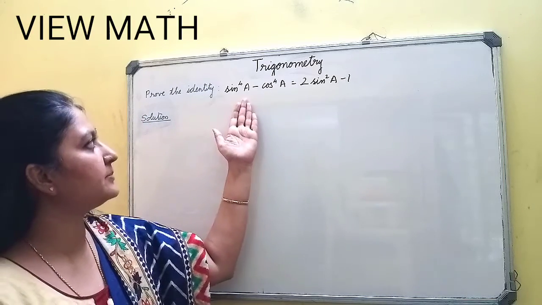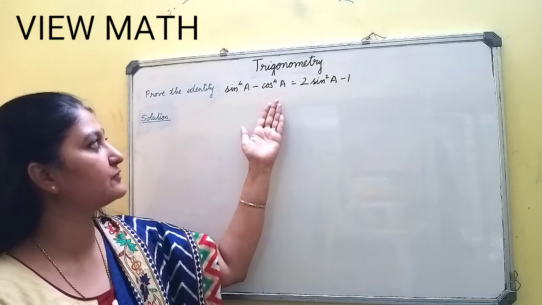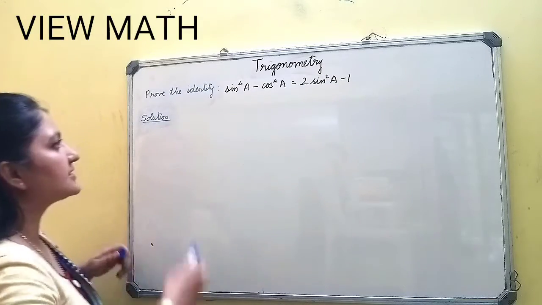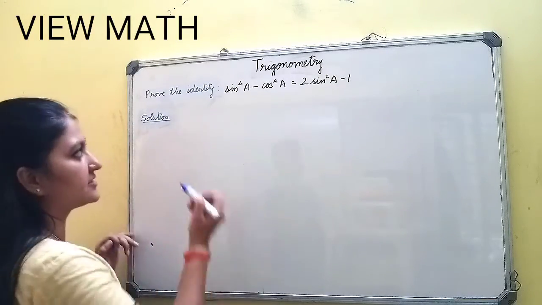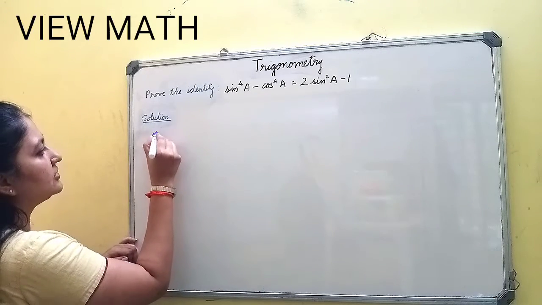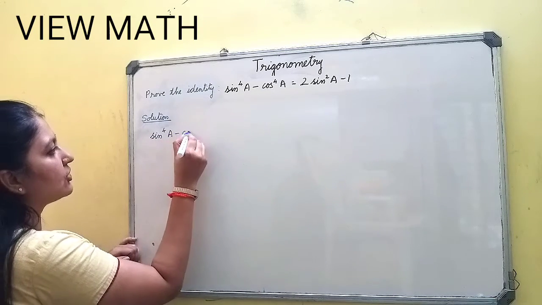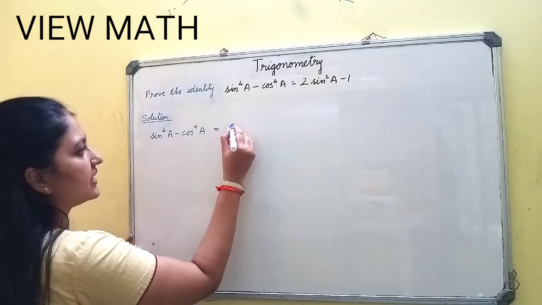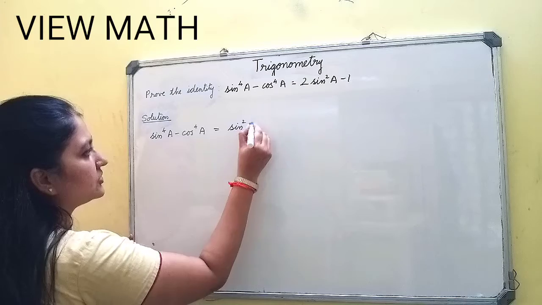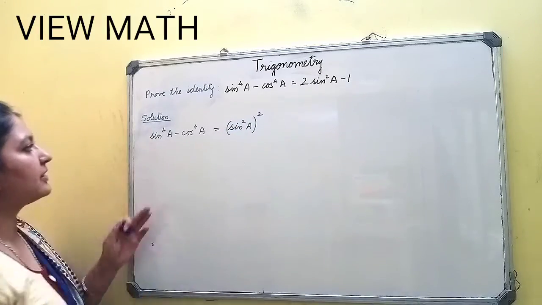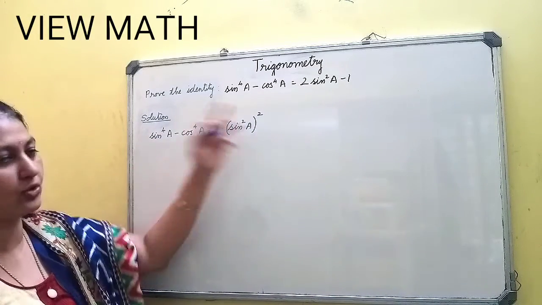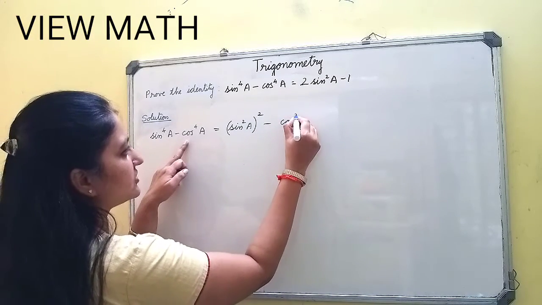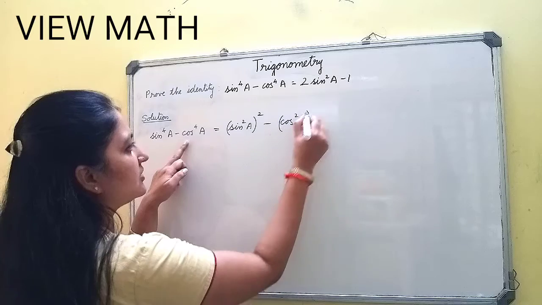Prove the identity sin power 4A minus cos power 4A is equal to 2 sin square A minus 1. Let me consider the left hand side and prove the right hand side. Sin power 4A minus cos power 4A. Now let me write this as sin square A the whole square. Sin power 4, I am writing it as sin square the whole power 2, minus, again same way for cos also, cos square A the whole square.